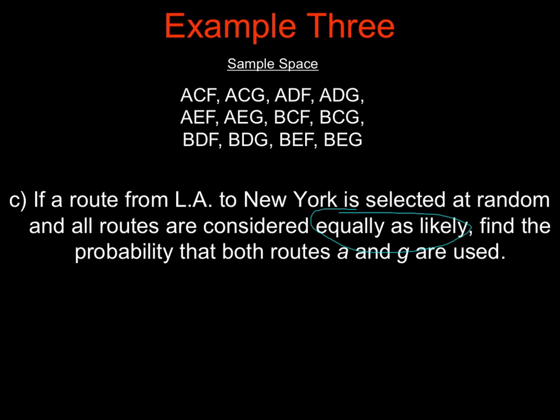So we want to know, are routes A and G used? Okay, so it has to use both of them. So it's not in this one, but A and G are both used here. It's not in this one, but A and G are both used here. It's not in this one. A and G are both used here. It's not in this one, not in this one. None of these have A in it. So it looks like our total is going to be 3 out of the 12.